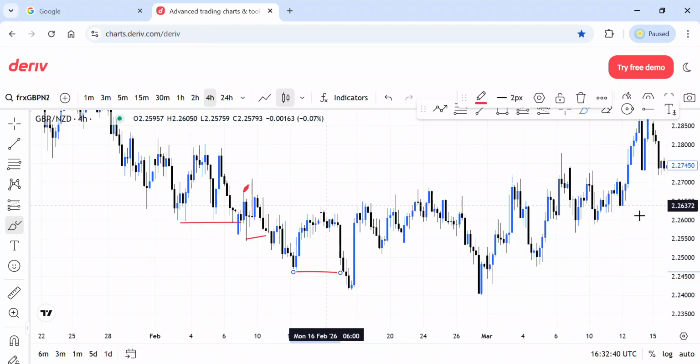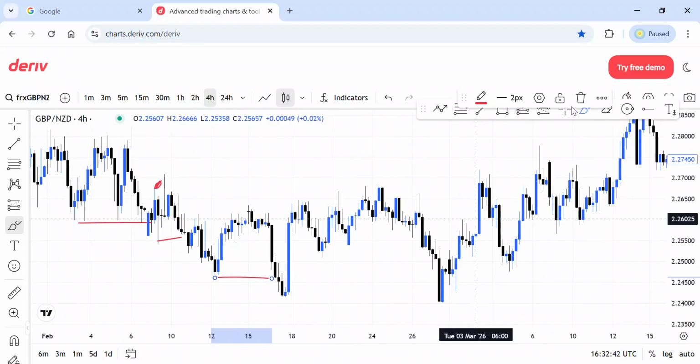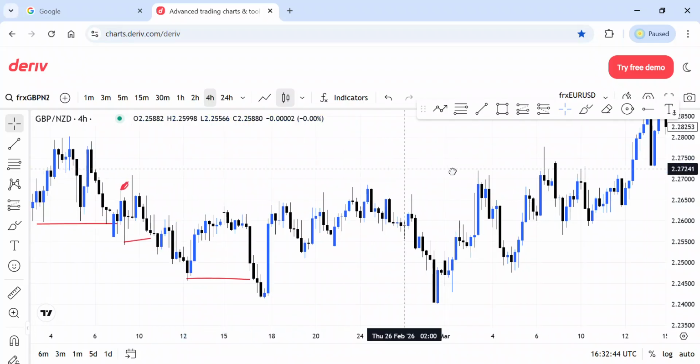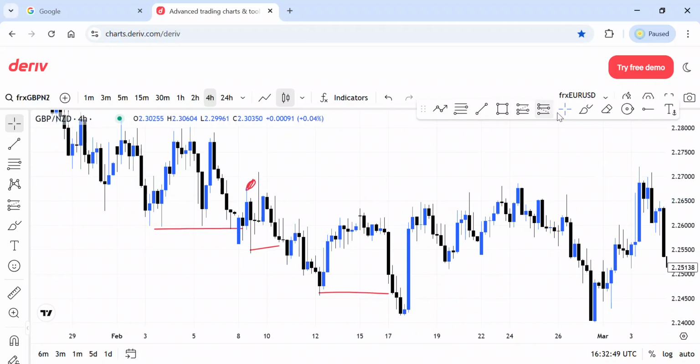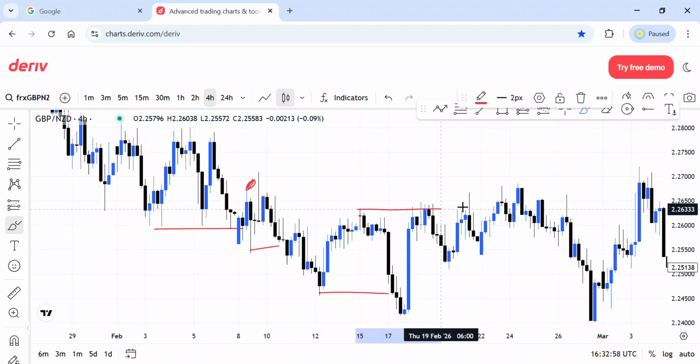Then what else? Let me zoom in for you guys so that you can see very well. Let me zoom this side a little bit so that you can see. There was a liquidity sweep here before this low is being disrespected. So we have this low breakout. This is our high. So market swept out this liquidity. But not only that, we have a breakout.